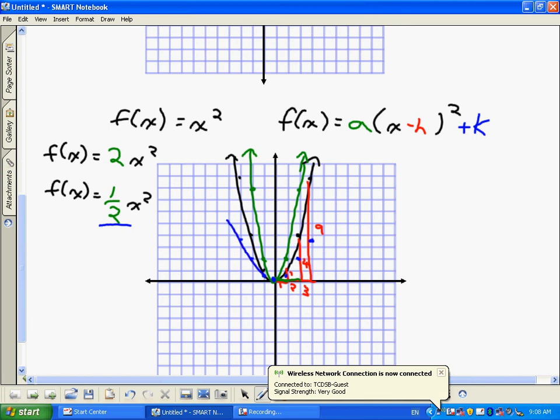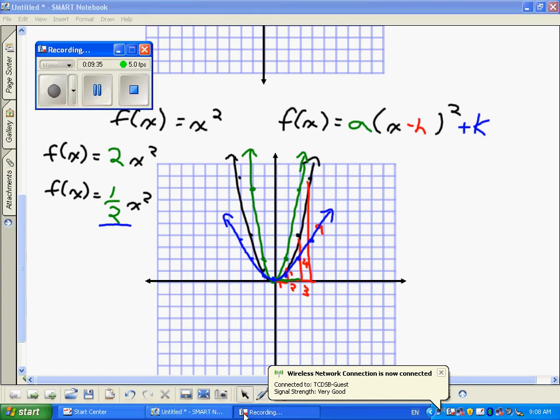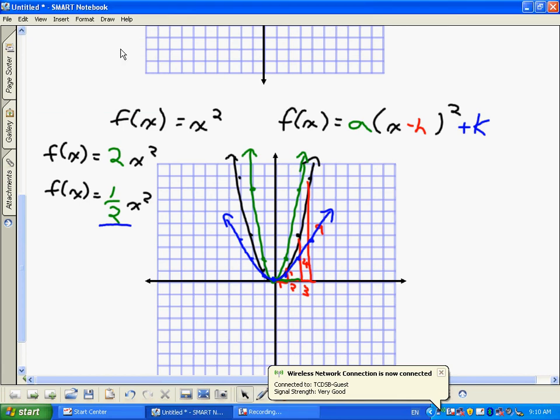So this parabola, we say is compressed. You'll notice this one's much wider. We call it being compressed. So along those two, we'll use the exact same numbers.